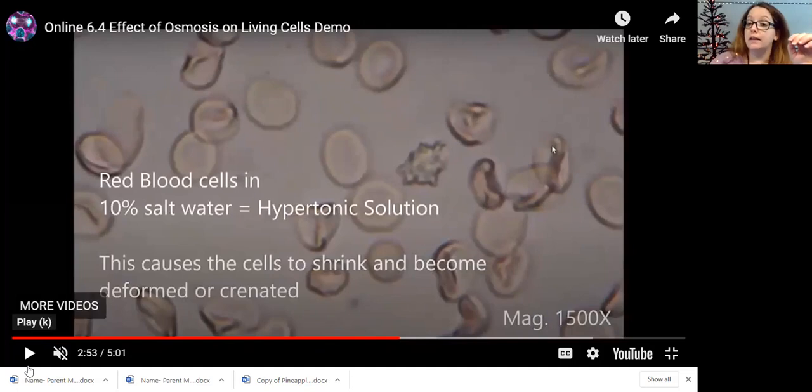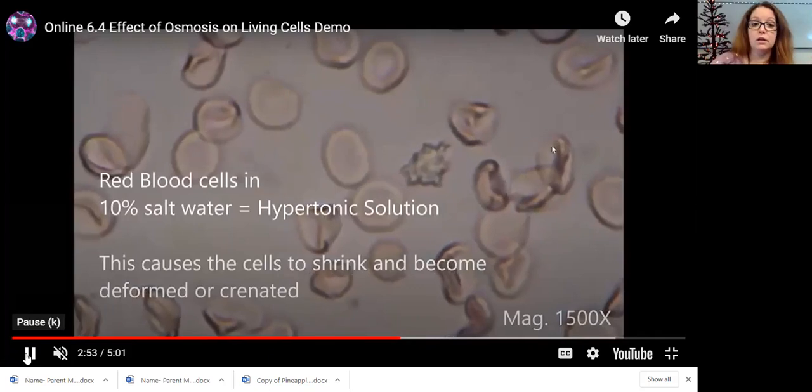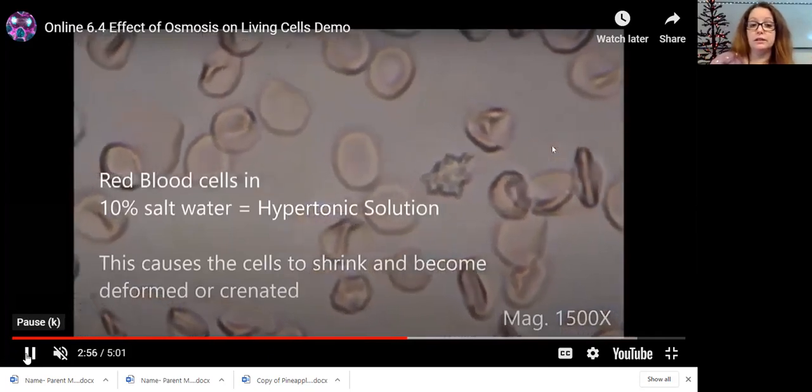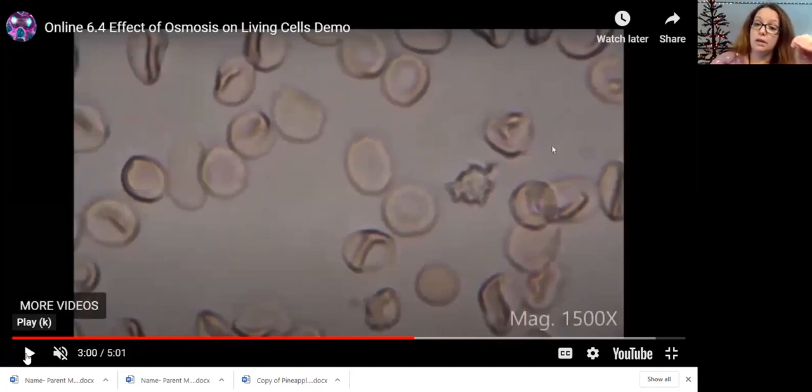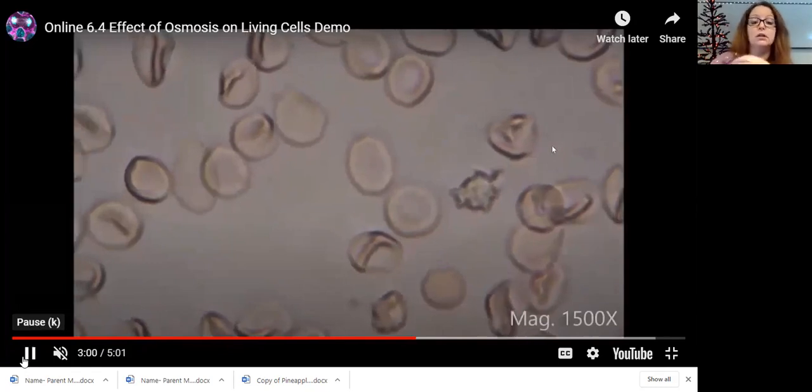This effect can be reversed and you can live if you act quickly enough. But these red blood cells are not functioning normally, so they are not carrying oxygen like they should be. And so we have crenated cells here. Now remember, in plant cells, this was called plasmolyzed. Here it's called crenation. It is important that you know the different words.